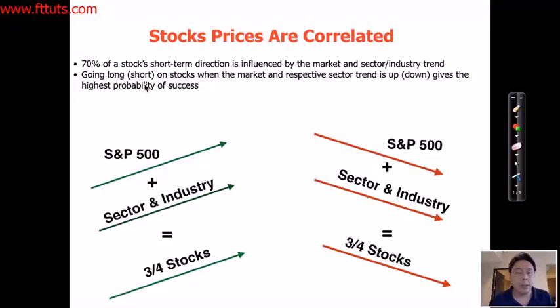So if we take a look at this diagram here, you can see that, again, 3 out of 4 stocks, or 70% of stocks, will move in the direction of the S&P 500, which is the index that represents the whole market, and 3 out of 4 stocks will move in the direction of the sector or industry. Similarly, it's true on the short side. The market is divided into different sectors and industries, and money flows between sectors.